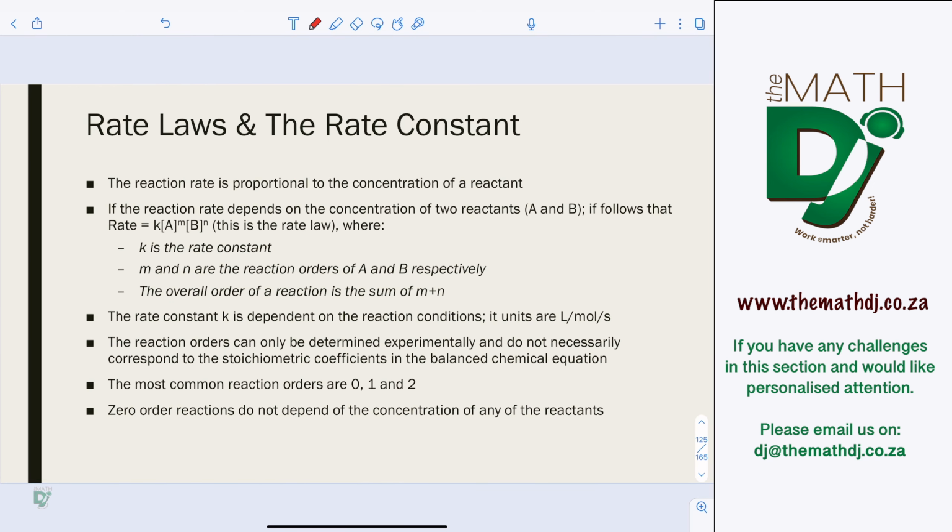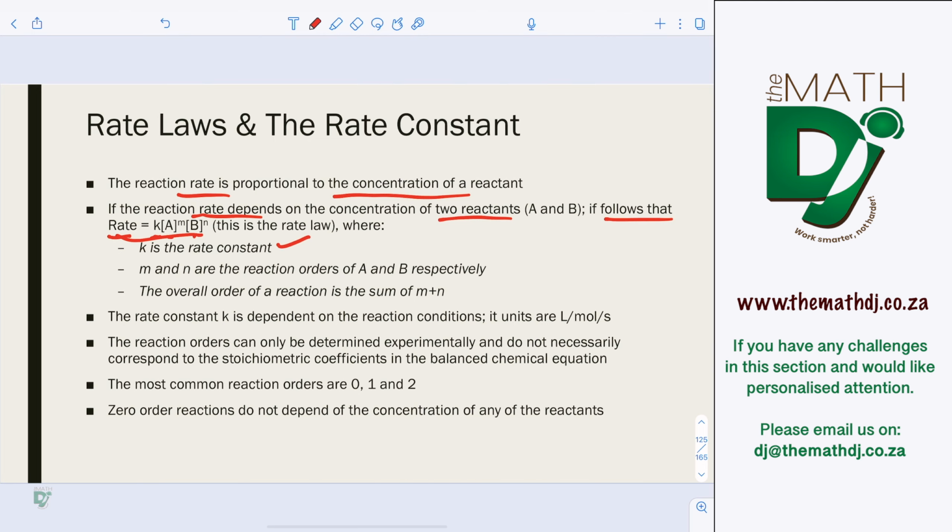Rate laws and the rate constant. So the reaction rate is proportional to the concentration of a reactant. If the reaction rate depends on the concentration of two reactants, let's say A and B, it follows that the rate is equal to K, which is the constant, times A and B, which are the reactants, to the powers M and N, which are the reaction orders. This is the rate law.